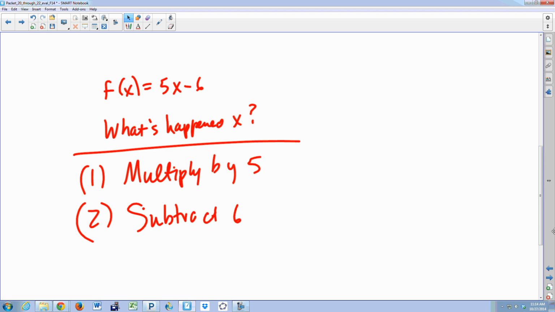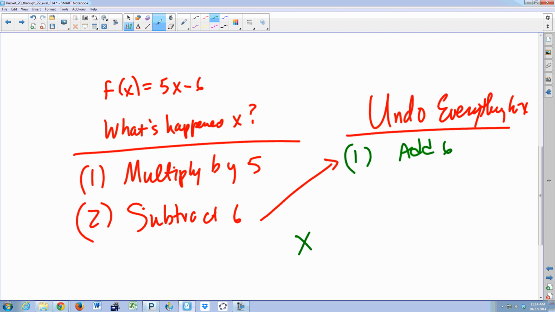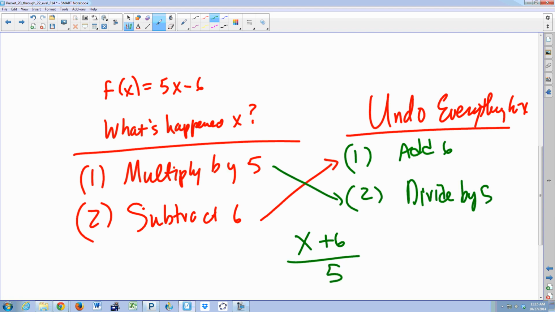Okay, so we know this game. Now we're going to undo everything that happened to x. So let's undo it. So we start with the last thing we did, and that becomes the first thing we undo. So how do we undo subtracting 6? Add the inverse operation, add 6. So here's x. Now I'm going to add 6 to it. And then the last thing I do is to what? Divide by 5. Oh, you guys are really sleepy today. All right. This is my inverse function.